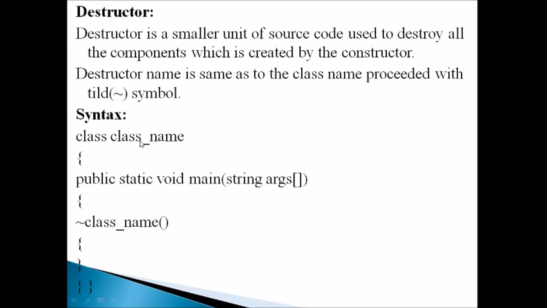The syntax for a destructor is class name, public static void main and then the class name. What is given as the class name should be the destructor name, but it should be preceded with the tilde symbol. This way of definition is called a destructor. Why is the destructor used? It is to destroy all the components created by the constructor, whereas the constructor is used to declare all the components which are needed by the class.